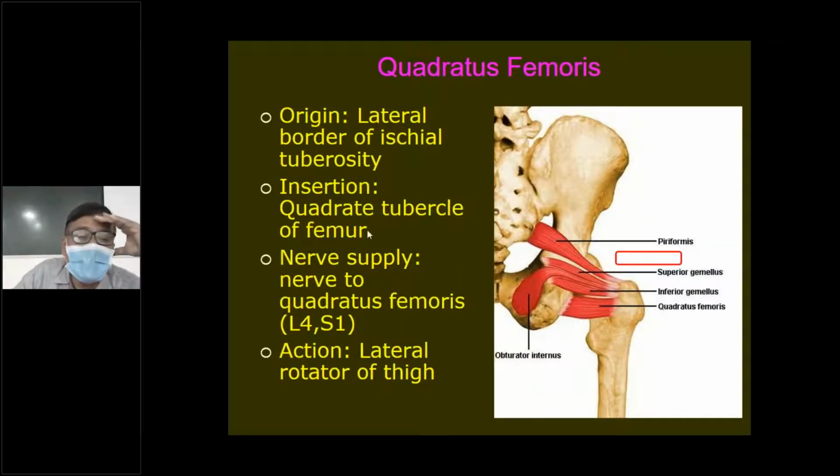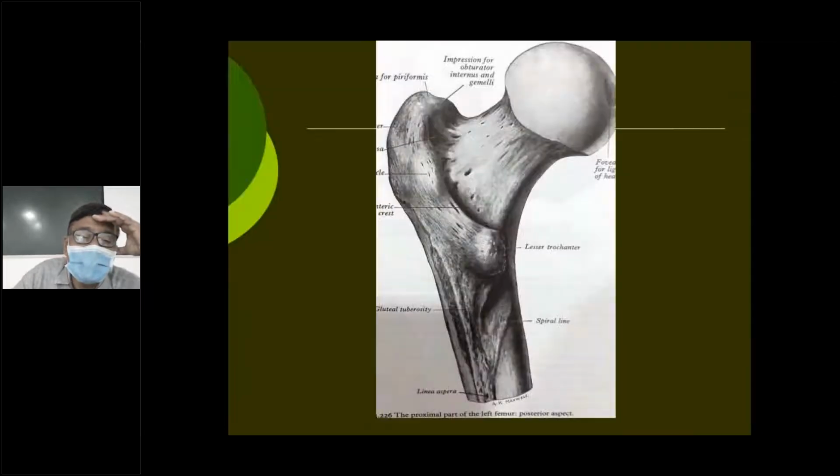Now insertion to the greater trochanter, but precisely speaking, it is inserted to a special elevation, which is named after the muscle. That elevation is called quadrate tubercle. Quadrate tubercle is a special elevation seen on the intertrochanteric crest. Now look at this picture. This is the greater trochanter. This is the lesser trochanter.